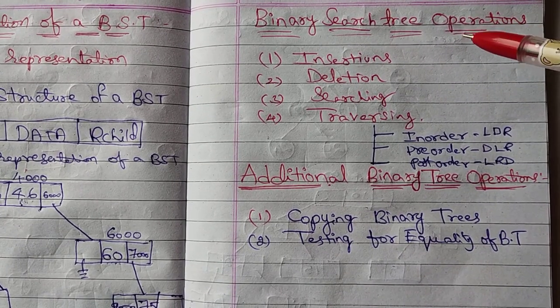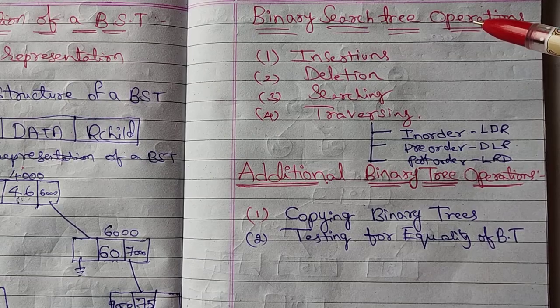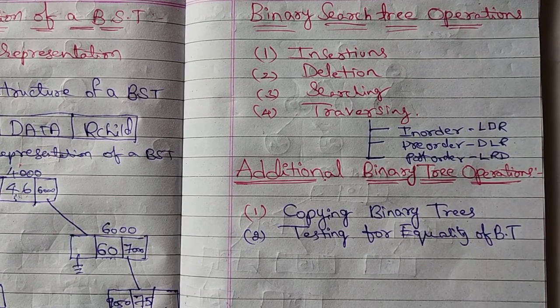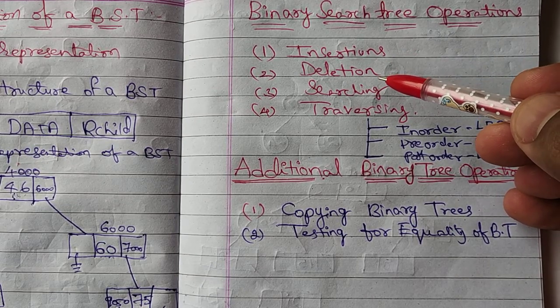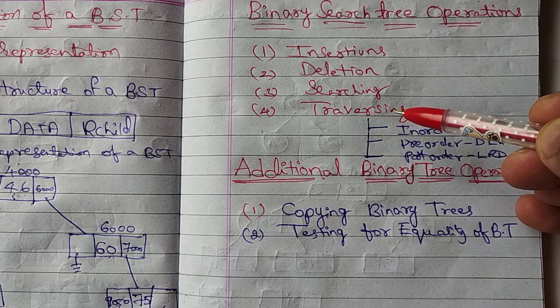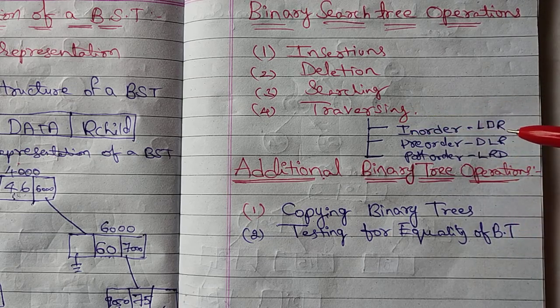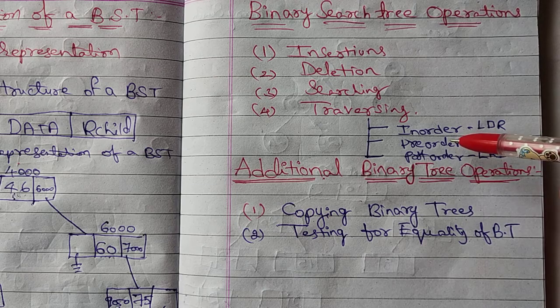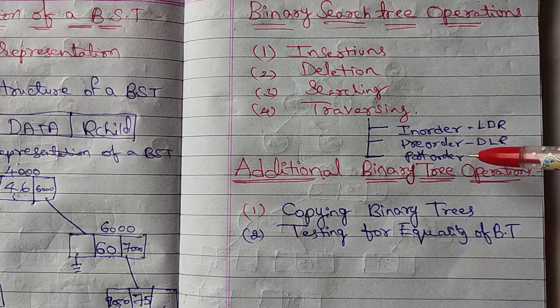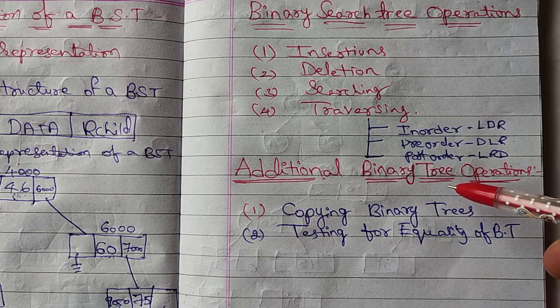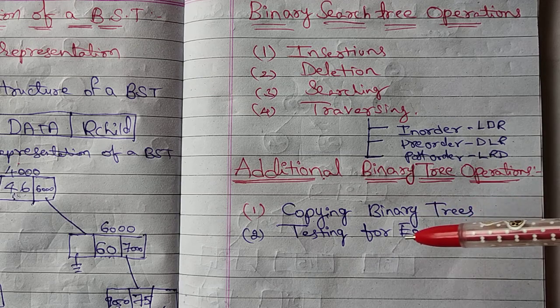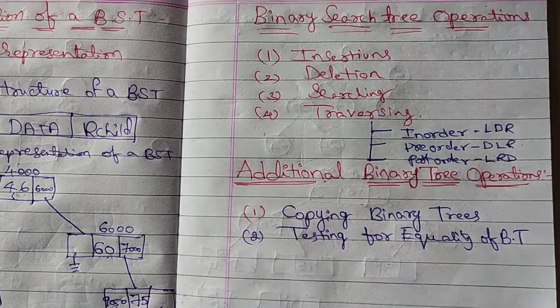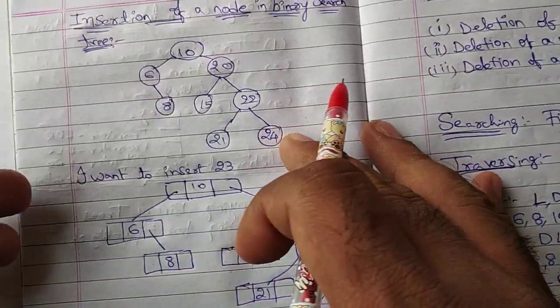Hi students, in this video we will discuss binary search tree operations. What are the operations we are doing with a binary search tree? Insertions, deletions, searching, traversing. In traversing, mainly we have three important concepts: in-order, pre-order, and post-order traversal. We can also perform some additional operations, which are copying binary trees and testing for equality of binary trees. Let me explain one by one so that you can understand easily.